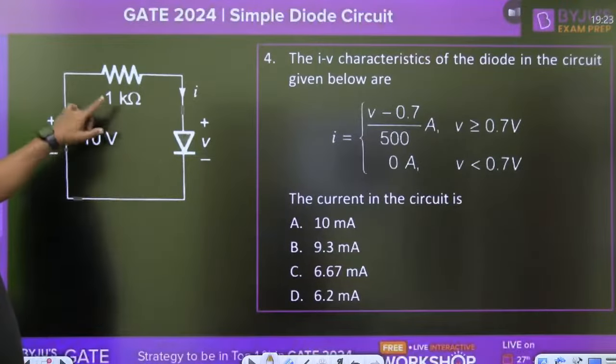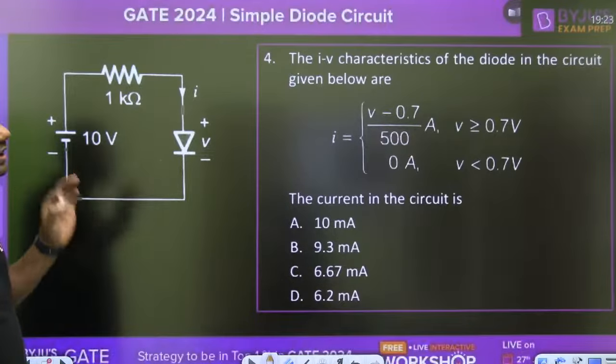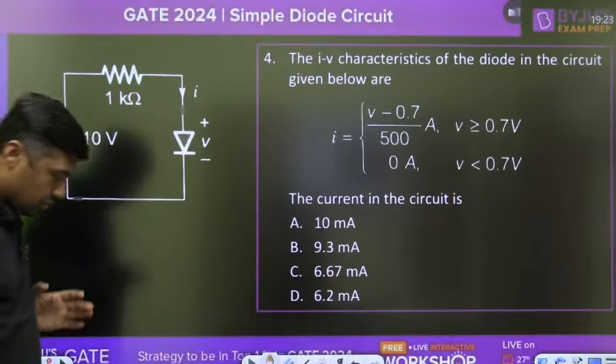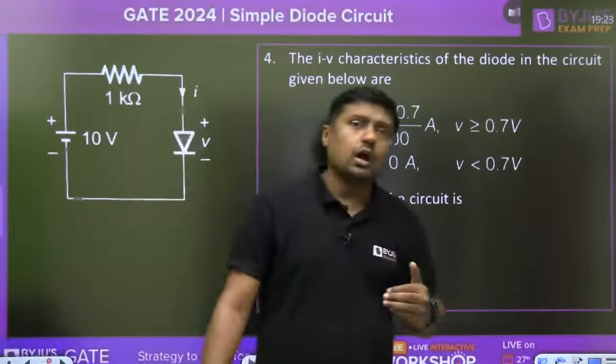Then this is the 1 kilo ohm, this is the diode. The IV characteristics of the diode in the circuit are given below. Sometimes they will give you the IV characteristics.